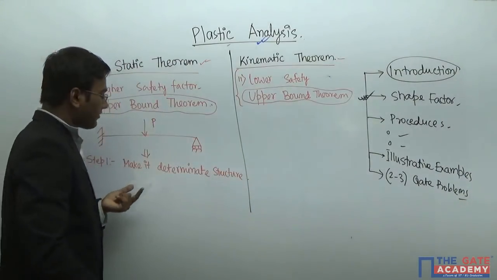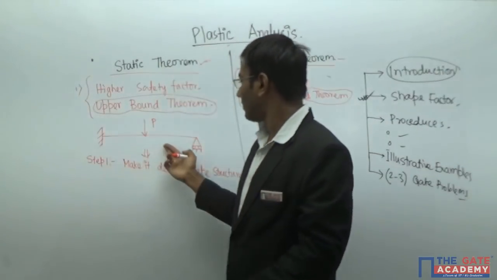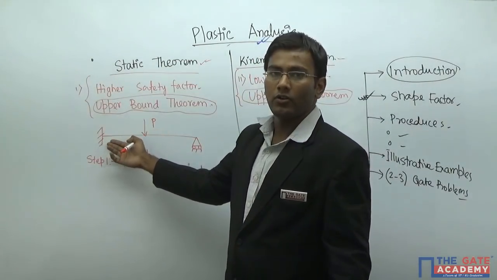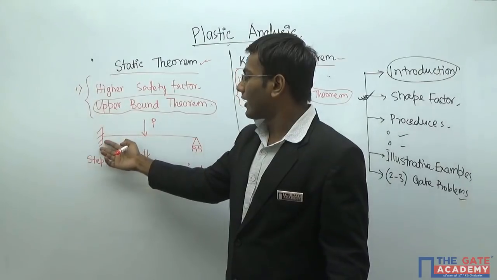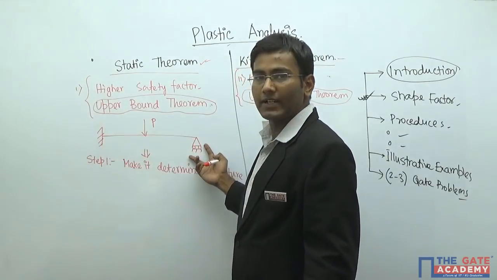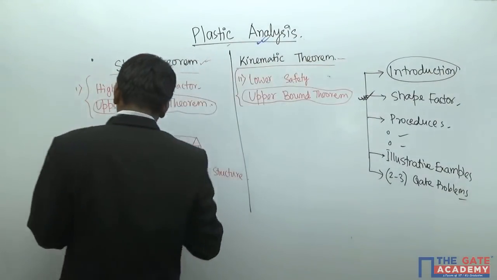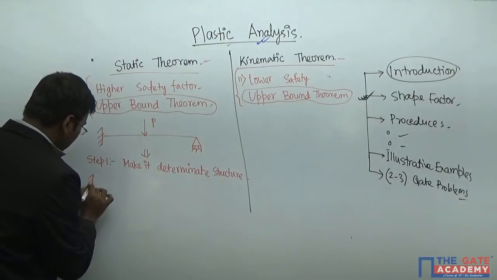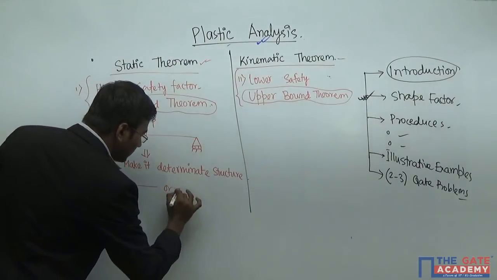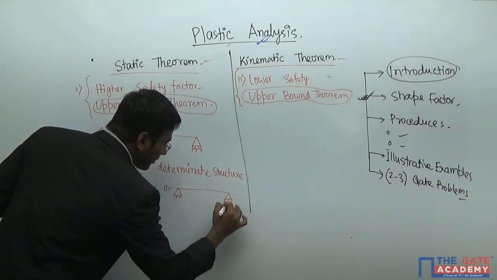Right? Determinate structure. You can make the determinate structure in two ways here. You can make the fixed end a hinged portion, or you can also make the structure determinate by removing this redundant. So you can make it like this one or this one. This is a statically determinate structure.